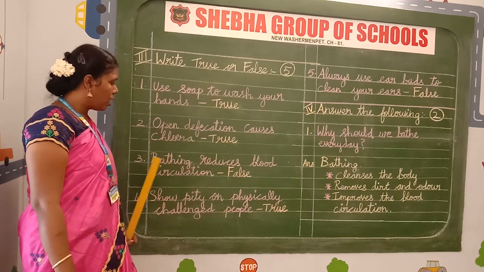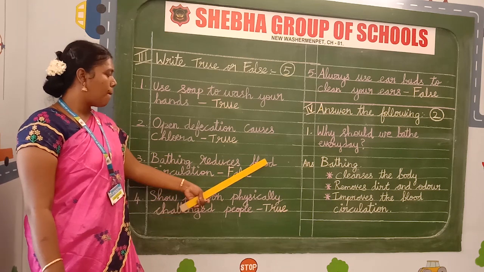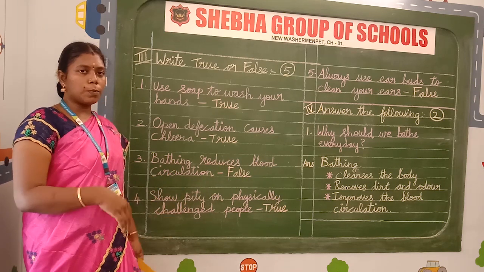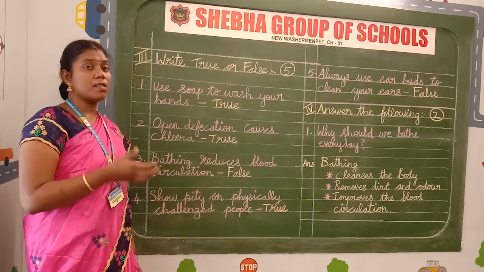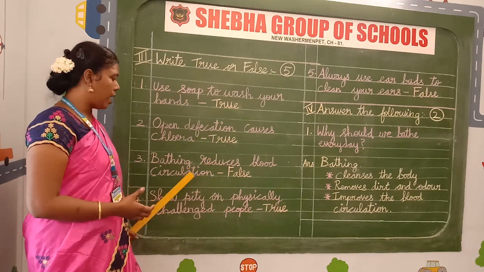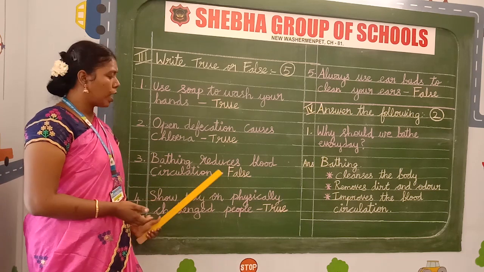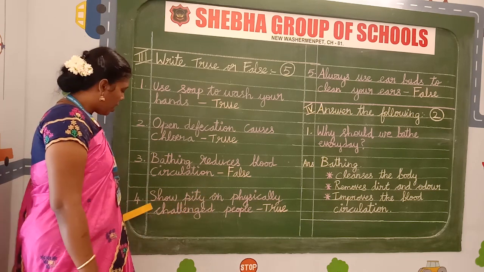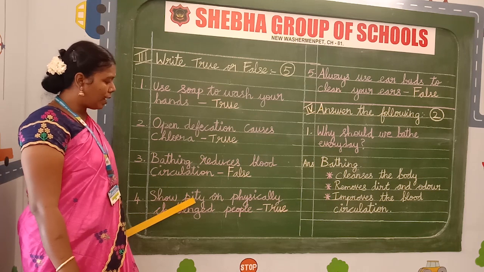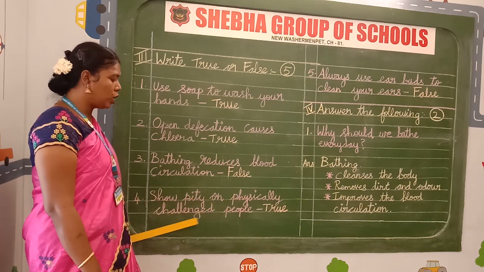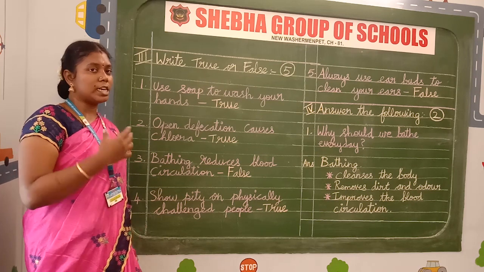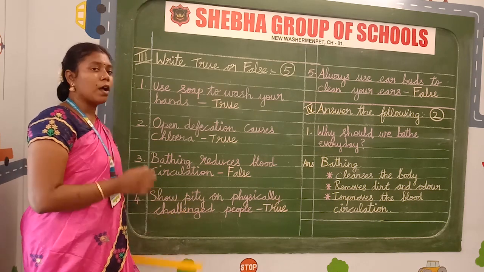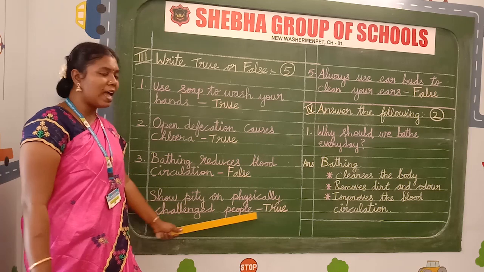Next, number 3. Bathing reduces blood circulation. Namba daily bath pandradhanaala namba blood circulation reduce aagum nu solranga. But it is not a true, because namba daily bath pandradhanaala namba blood circulation improve aagum. So you can write the false. Number 4. Show pity on physically challenged people. Physically challenged people means maatru thiranaligal solranga, special care person solranga. Avanga namba eppadi paakanuma karunaiyoda paakanum solranga. So it is a true.